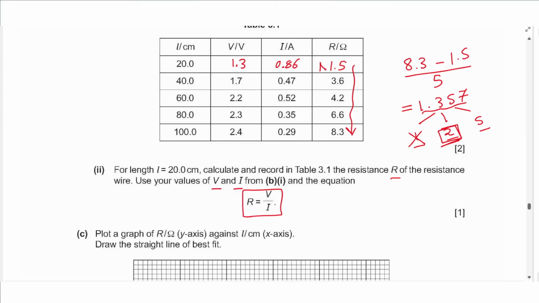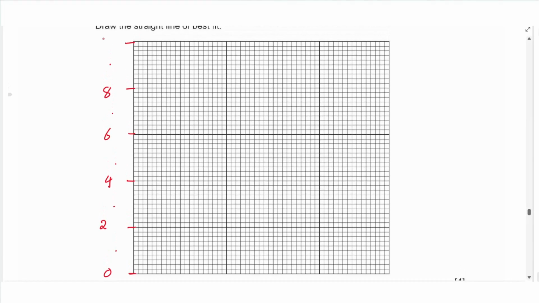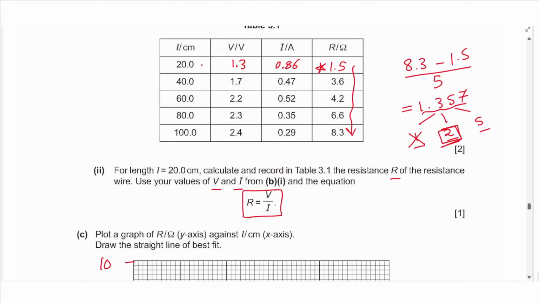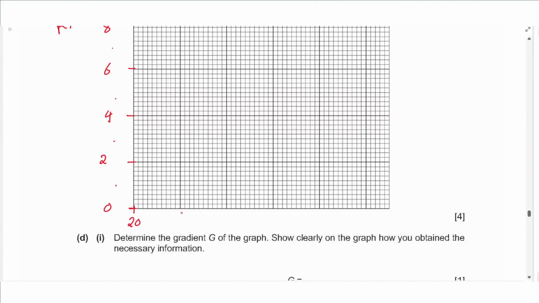But since the first reading is 1.5, we have to start from 0 to get 1.5. So we have 0, 2, 4, 6, 8, and 10, and the y-axis should be labeled R per ohm. As for the x-axis, it's easy because it's already in a scale of twos: 20, 40, 60, 80, 100. It's the same as 2, 4, 6, 8, 10. So we are going to use that scale, starting from 20, 40, 60, 80, and 100. And this is length per centimeters.